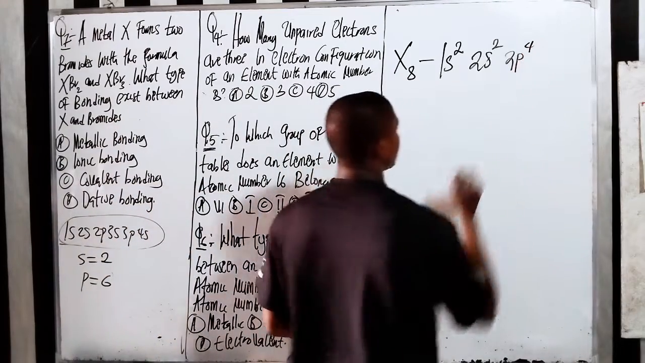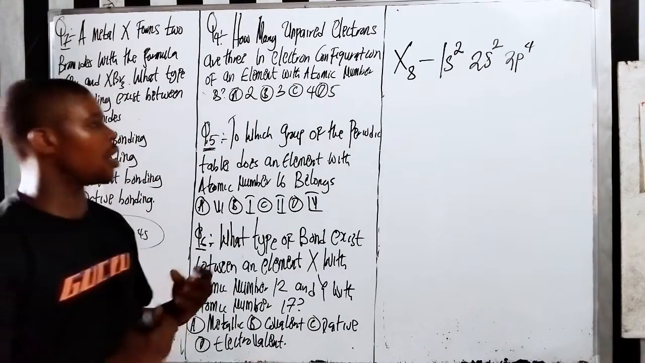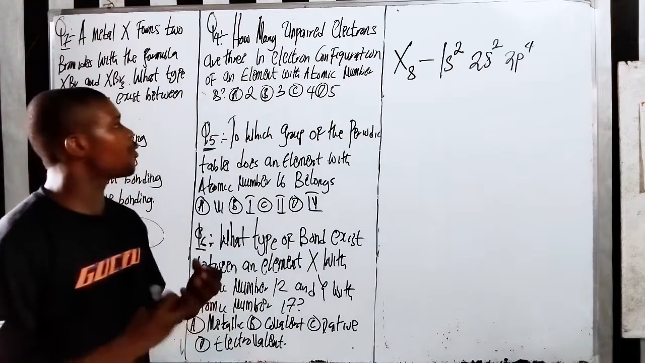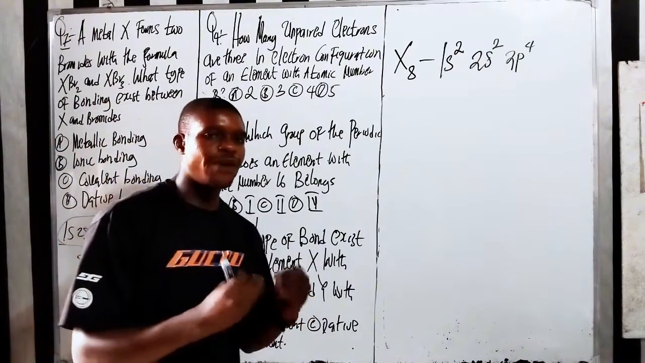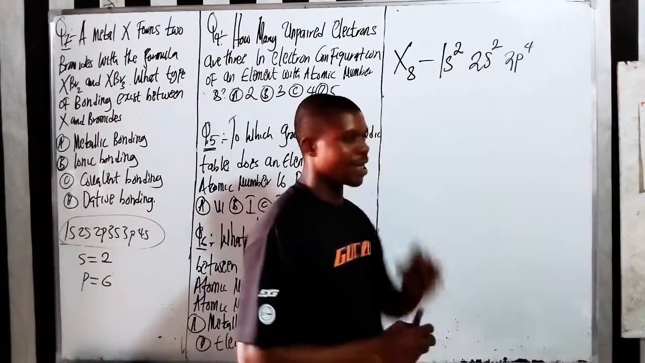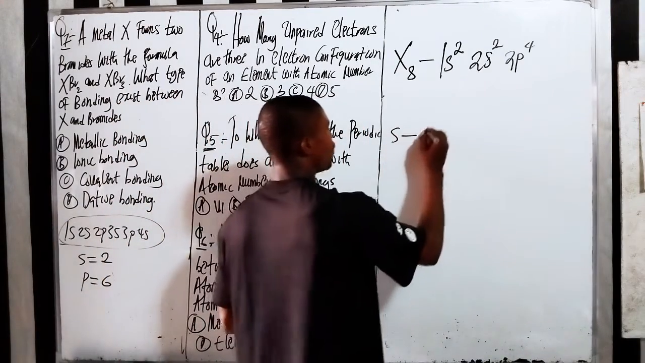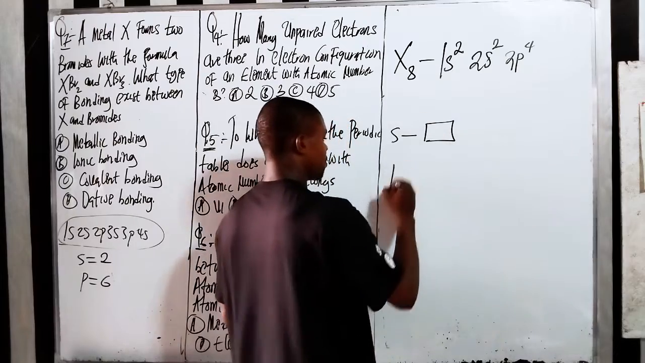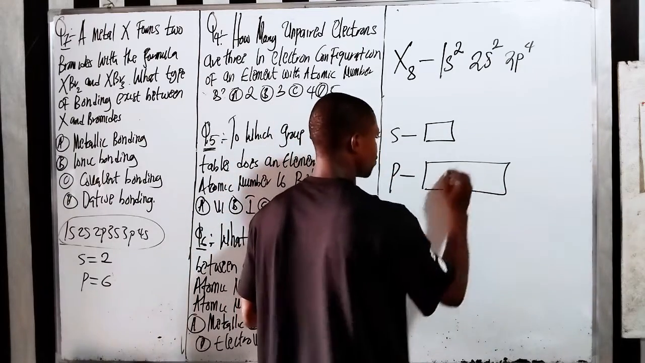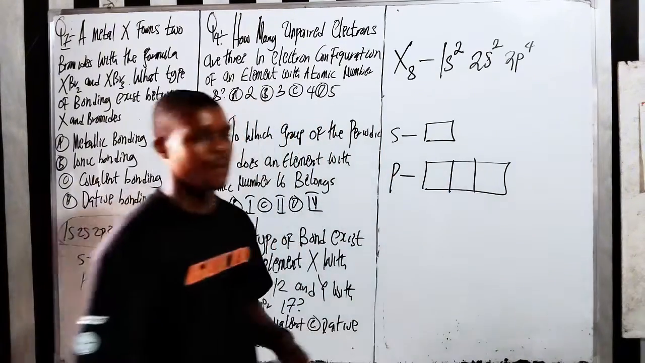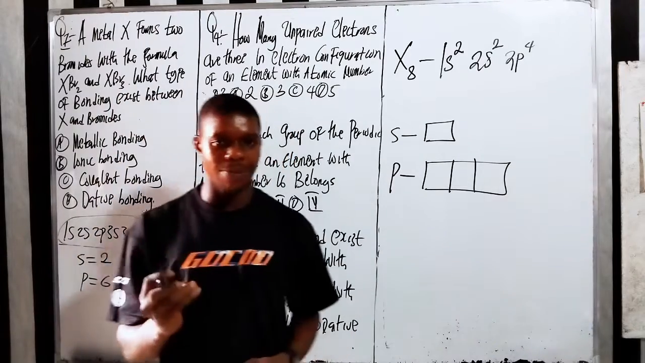So here we go to 2p4. Before you can predict the number of unpaired electrons in an atom, you have to write the electronic configuration. Another thing to keep in mind is that the s orbital only has 1 suborbital, and the p orbital has 3 suborbitals. Please kindly go and check my video on quantum numbers.